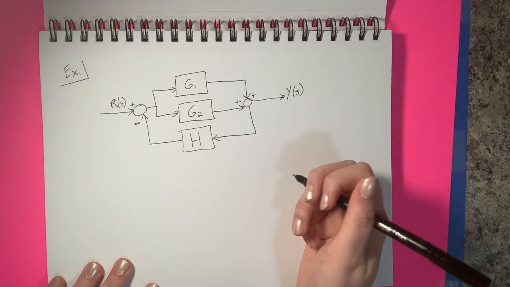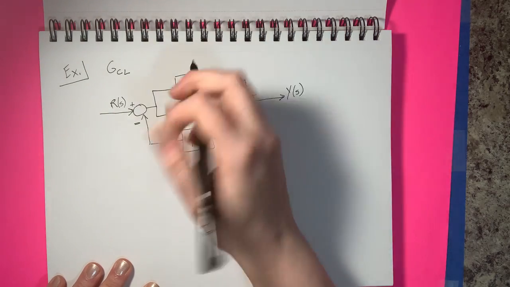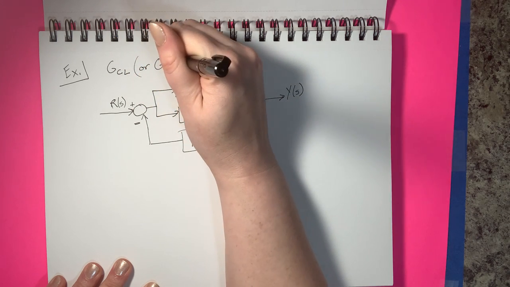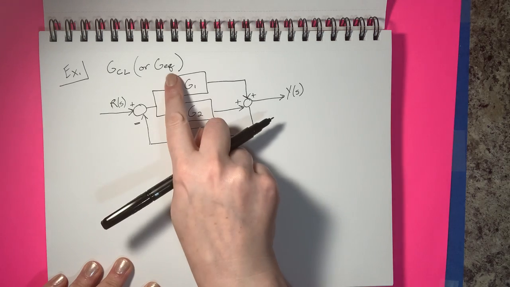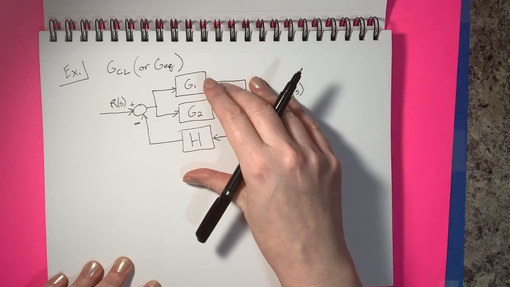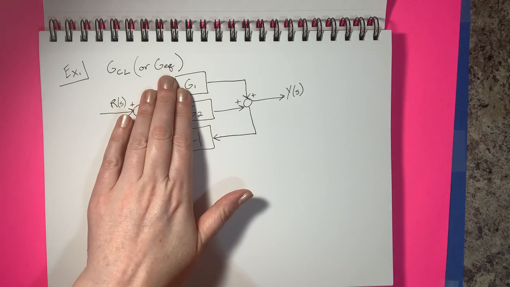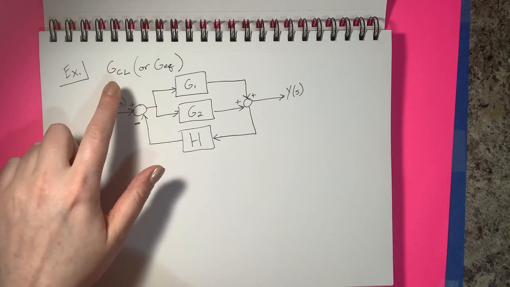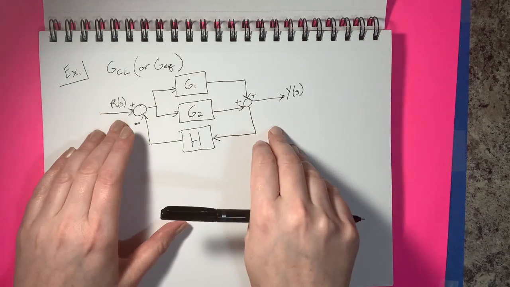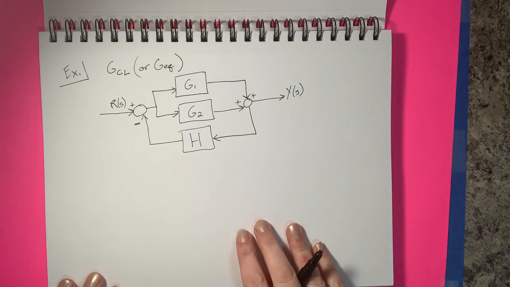All right, so now the goal of this is to find GCL or G equivalent. It is actually going to be the same for this case, okay? G equivalent means that we are just making an equivalent block. We're just finding that transfer function that we can replace that portion of the system with. It can be an entire system or it can be just a portion. Closed loop is a stricter definition where I am including the entire system. It is the closed loop system, the entire system that includes the feedback in that case.